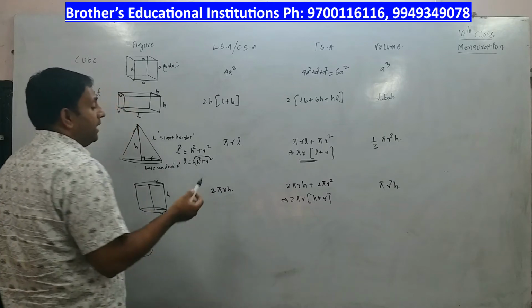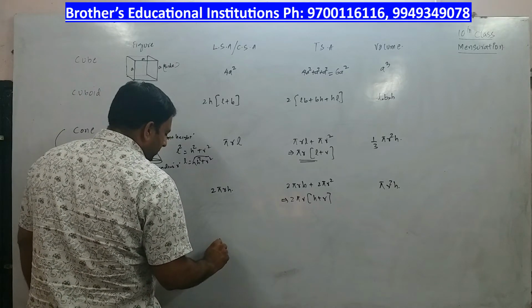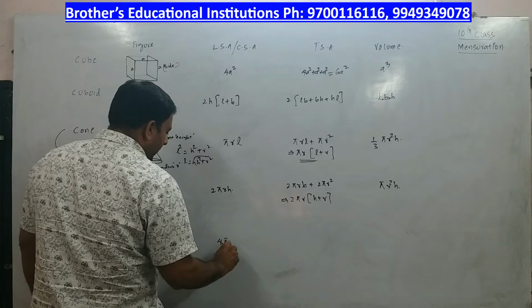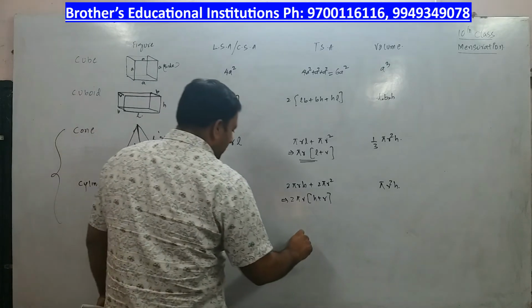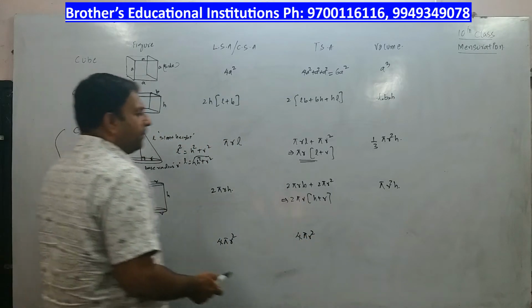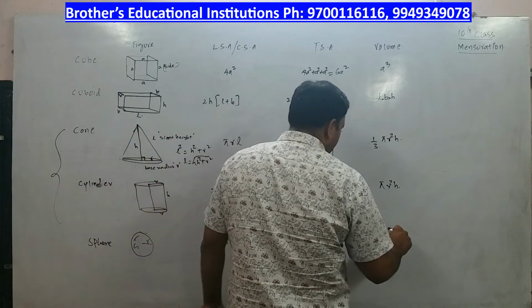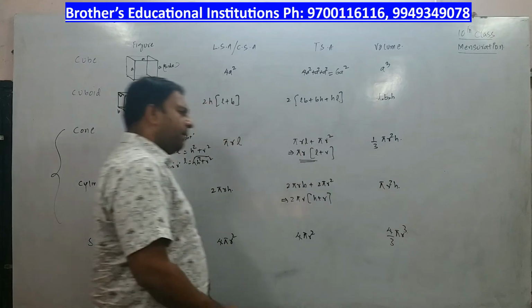So what is the curved surface area of a sphere? It is 4 pi r square. 4 pi r square is the curved surface area. Even the total surface area is also 4 pi r square, because it is one and the same. And when you deal with the volume of a sphere, it is 4 by 3 pi r cube.